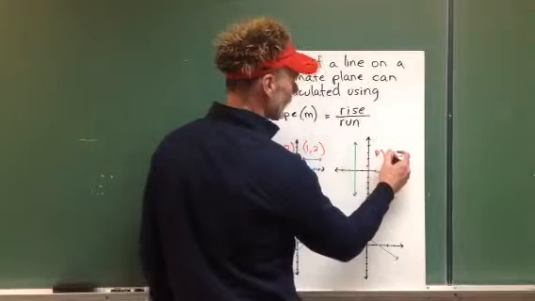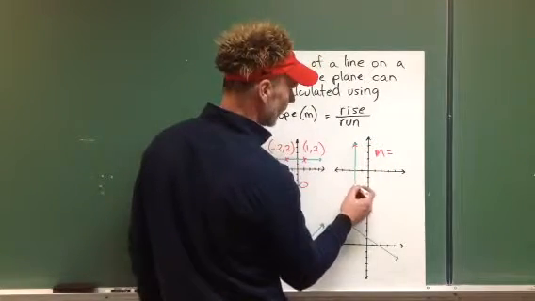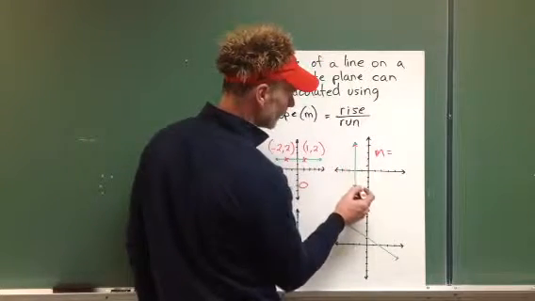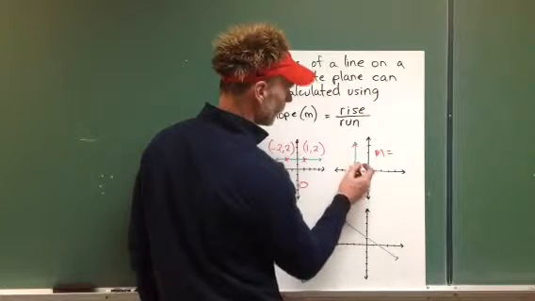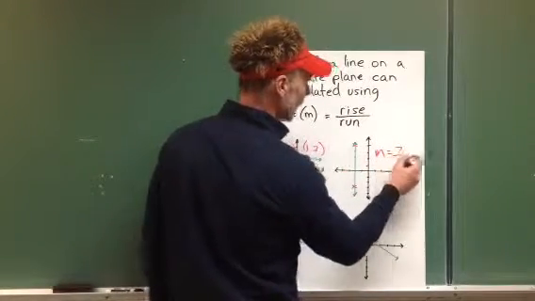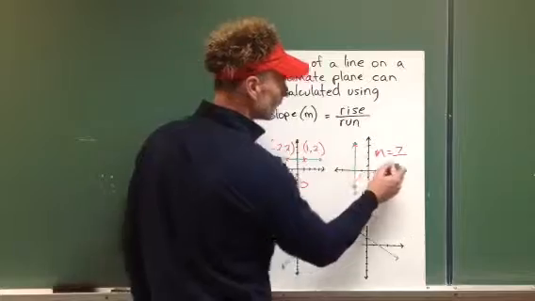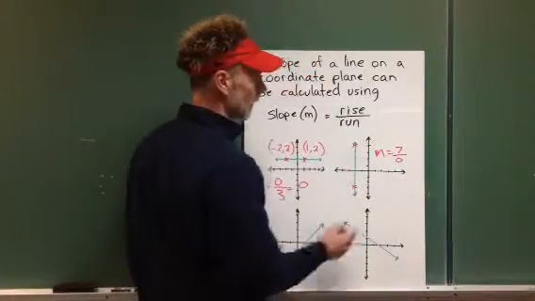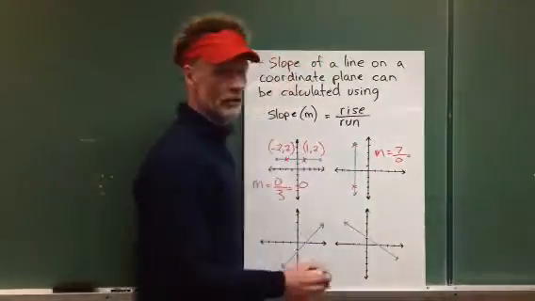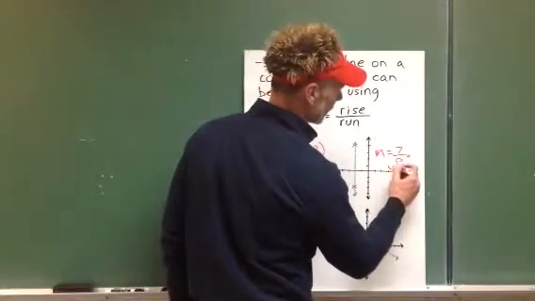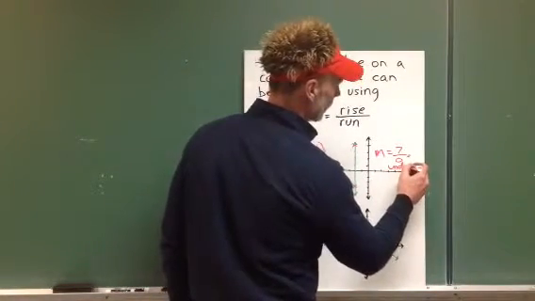Let's do this one next. The rise difference between, say, here and here is 1, 2, 3, 4, 5, 6, 7. And the run difference, there is no run difference, 0. And anything divided by 0, as you know, is undefined. So that's an undefined slope.